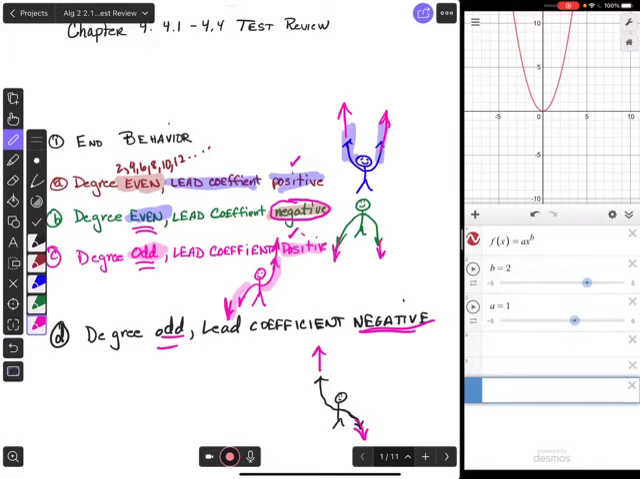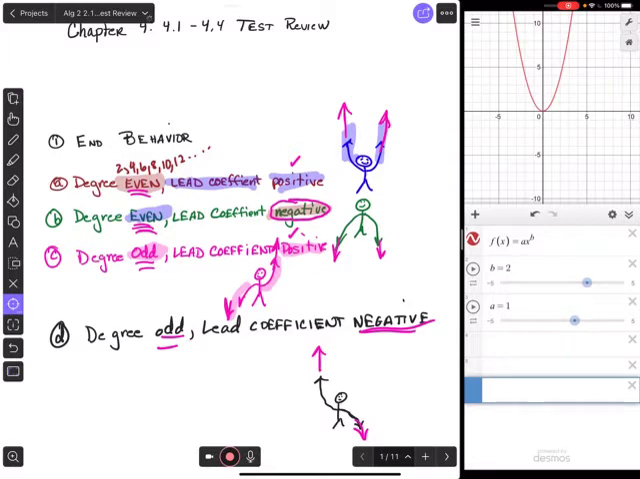Okay? So what you want to think of to help remember this is if you have an even degree, the ends do the same thing. They either both go up or they both go down. How do we decide? Positive things make this nice smiley face with the arms. It's positive. Negative things make an upside down sad face.